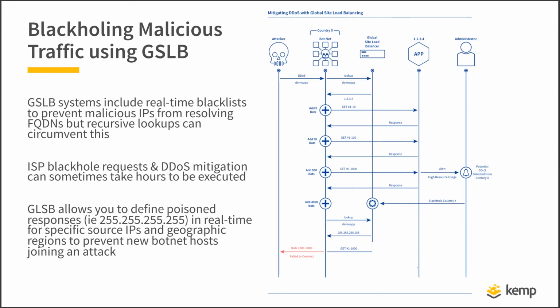So first of all, GSLB systems, like most systems, will generally include some kind of real-time blacklists that will prevent connections and lookups from known malicious IPs. Now, I'll talk about this in a minute, but given the nature of DNS, there's ways this can be circumvented, and it's not always going to be effective. And again, there's always new IPs being infected that might not be there as well.